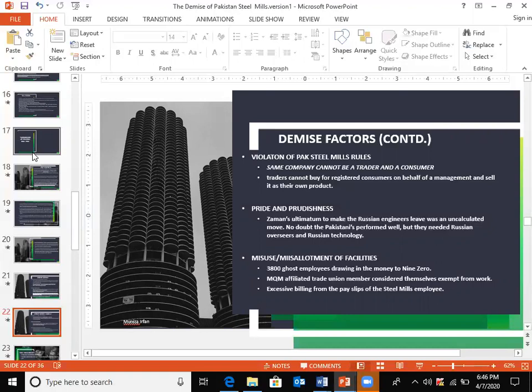Another thing that was mentioned in the case study was Mr. Zaman's decision to ask all the engineers to leave all of a sudden. This was a very drastic measure, and perhaps it would have been good to have some Russian engineers continue so that the handover and takeover was a lot smoother. Again, there was a lot of misuse of facilities, and ghost employees, employees working in the organization who weren't really adding value. They weren't experienced in this particular field.